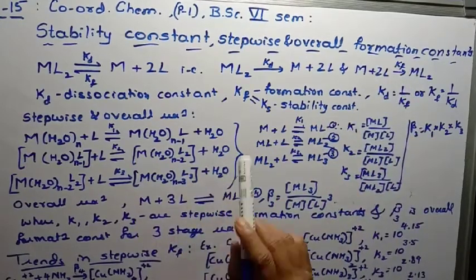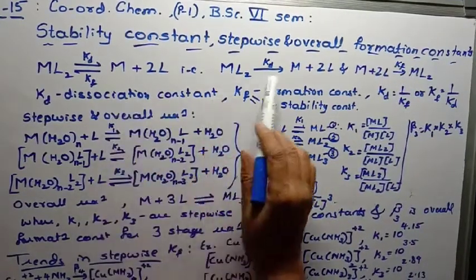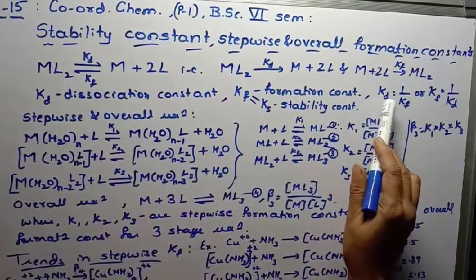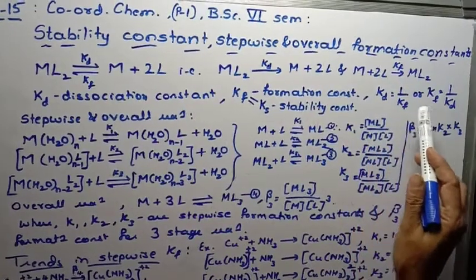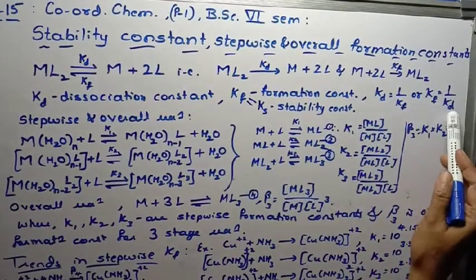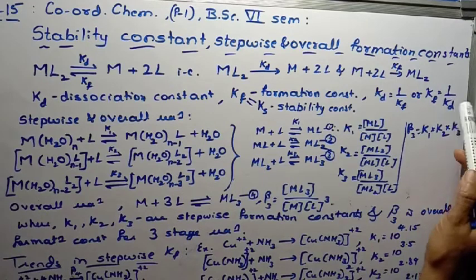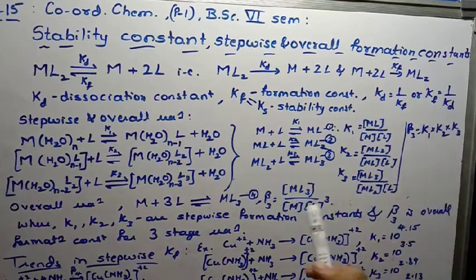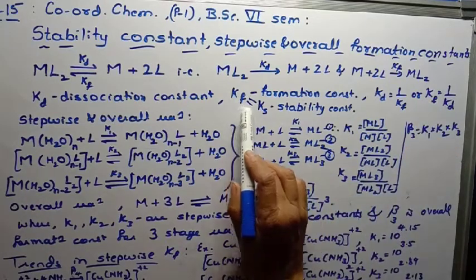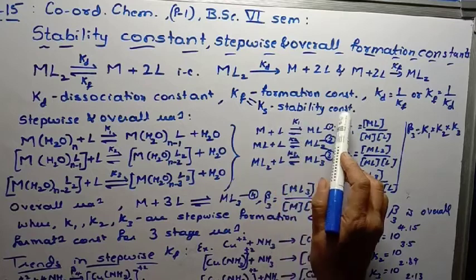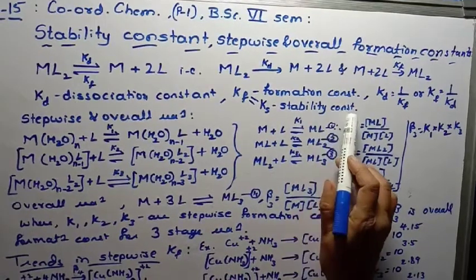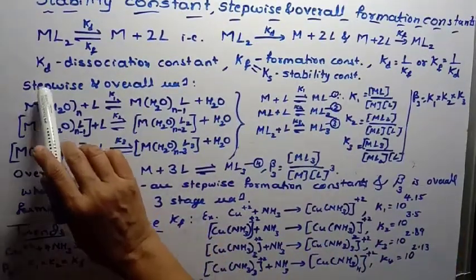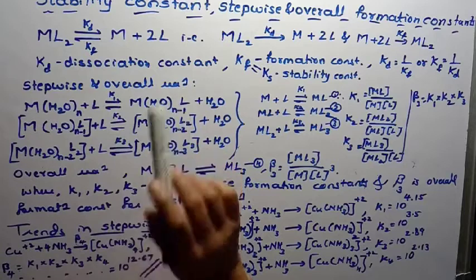The dissociation constant and the formation constant are reciprocally related. That means Kd is equal to 1 by Kf, or Kf is equal to 1 by Kd. So the smaller the dissociation constant, the greater the formation constant, and the more stable the complex. The formation constant itself is nothing but the stability constant. With this, we'll move on to stepwise and overall reactions.